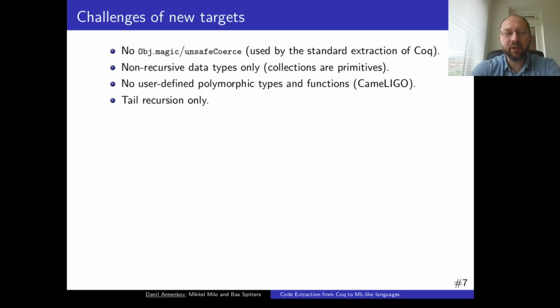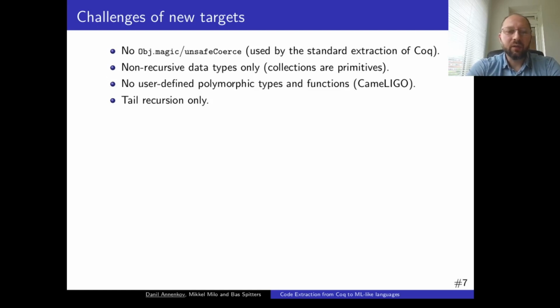Therefore, this is solved in standard extraction by inserting unsafe type coercions, but they're called unsafe, right? Because potentially it can lead to some issues. But given that we have a guarantee that the dynamic semantics of our terms is preserved, inserting such coercions is usually safe. But unfortunately, such coercions are not available in our target languages. Moreover, there are certain restrictions from the languages regarding data types. For example, both in CameLIGO and Liquidity, only non-recursive data types are supported, and collections such as lists, for example, are given as primitives.